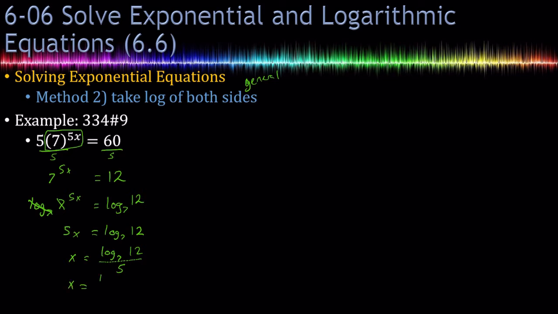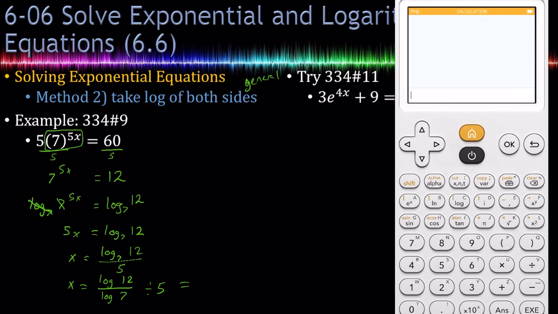You'll probably have to use the change of base formula to put it in your calculator. So log of 12 over log of 7, and then that divided by 5. So I'll bring my calculator over. So I'll have log of 12 divided by log of 7, and then that divided by 5. Which you can see is about 0.255.